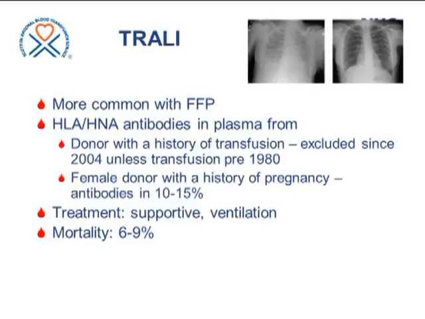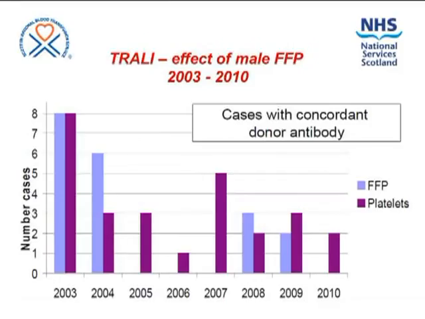We know that females who have had a pregnancy have a risk of developing these antibodies in 10 to 15% of cases, and as a result, recently the transfusion service has been trying to only issue FFP from male donors. If patients do develop this condition, treatment is supportive, and often patients have to be transferred to the intensive care unit and ventilated, and there is a significant mortality rate of around 6 to 9%.